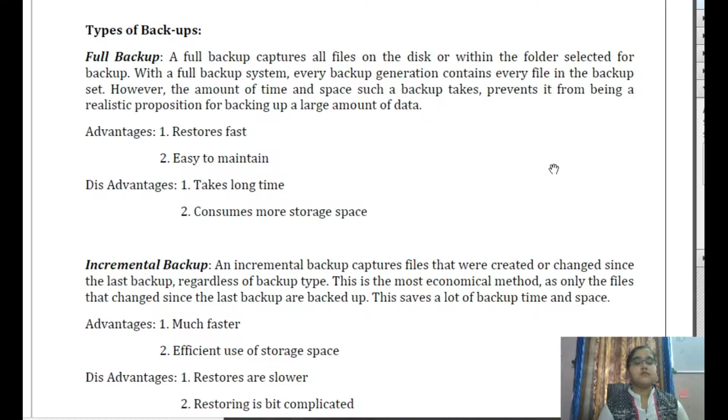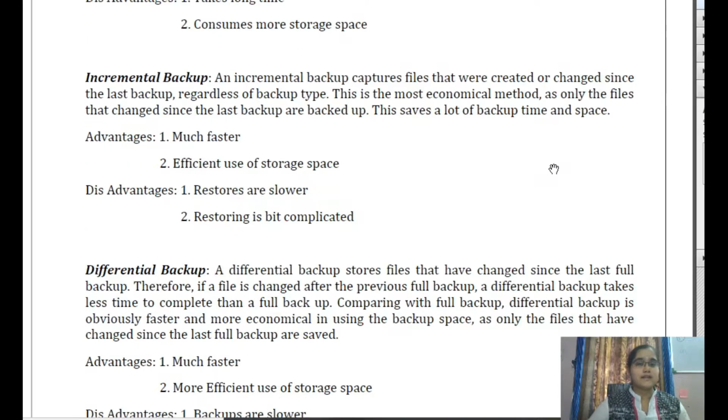Then the second one is incremental backup. The name itself gives you a brief understanding: incremental backup means the backup is going to take only the incremental parts, meaning the developed parts. Incremental backup captures the files that were created or changed since the last backup, regardless of the backup type. Whether you take a full backup or a differential backup, any backup, if you then take an incremental backup, it captures only those files that were created or changed since the last backup. It is most economical to use, and only the files which have been changed will be backed up.